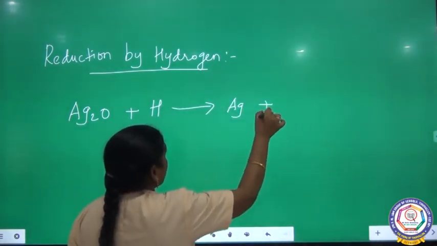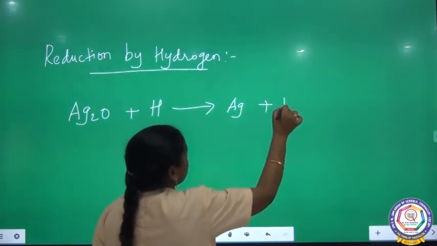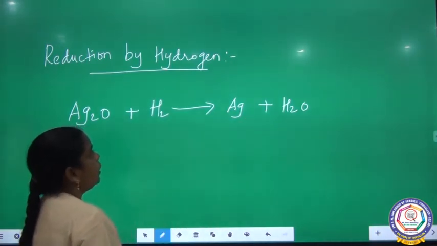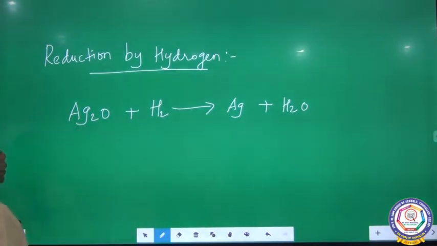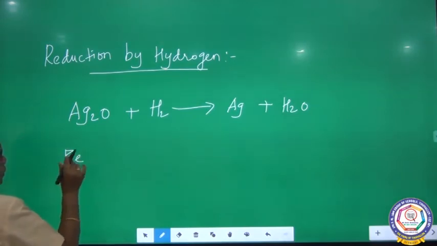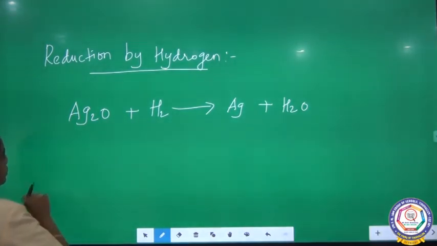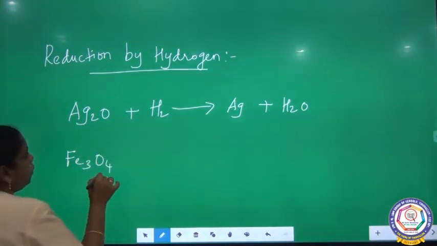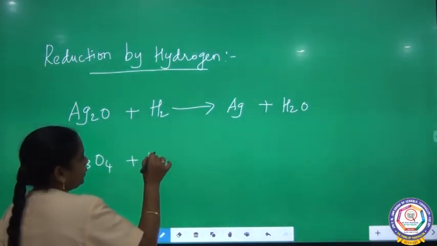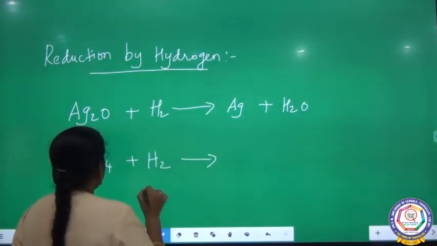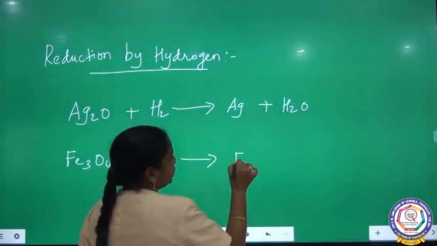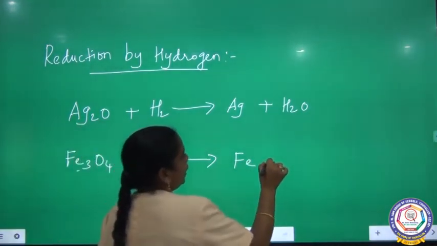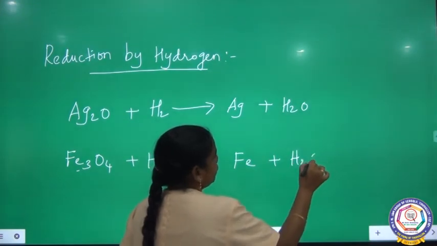Silver oxide plus hydrogen gives Ag plus H2O. And next one, iron oxide. Fe3O4 plus hydrogen to give iron plus H2O.